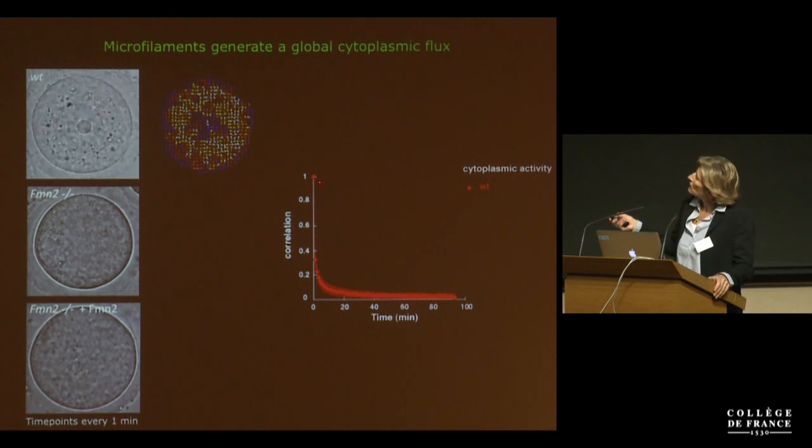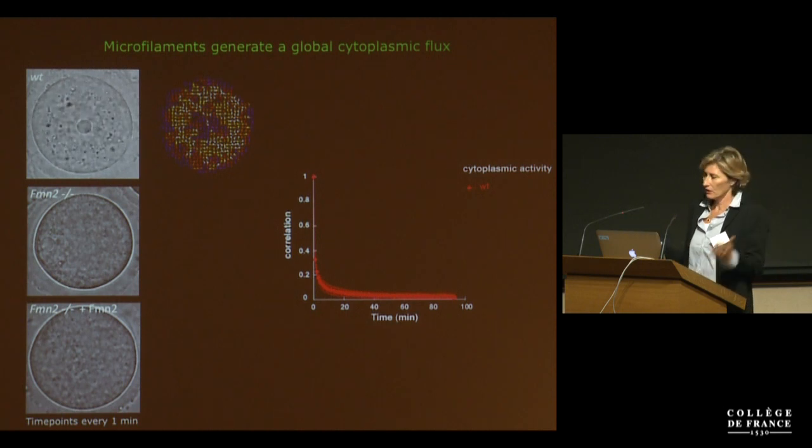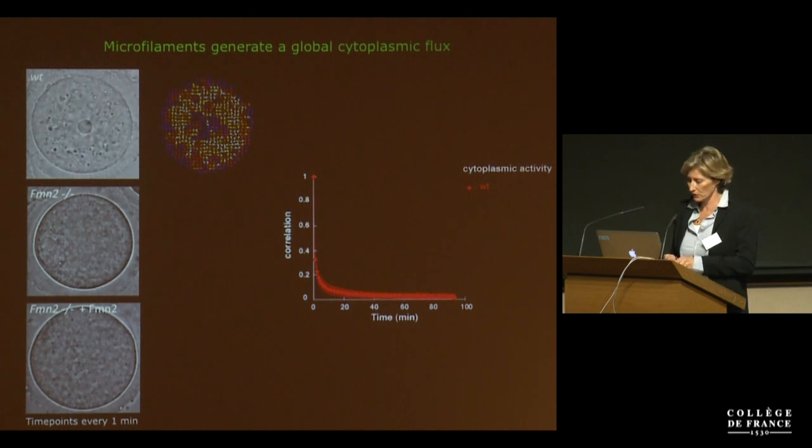And you can actually quantify this cytoplasmic activity by performing correlation analysis over time, namely taking a region and seeing how the pixel intensity varies with time. And the more the pixel intensity varies, the more rapidly the correlation coefficient will drop. So the higher the cytoplasmic activity, the more rapidly you will lose your correlation coefficient.